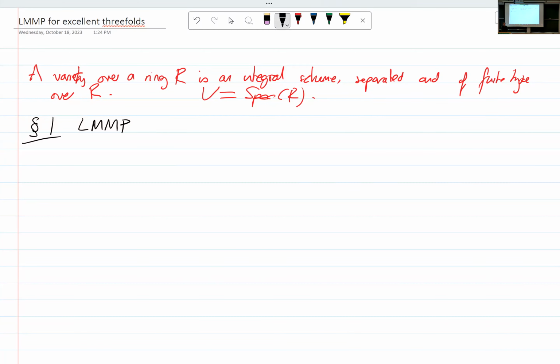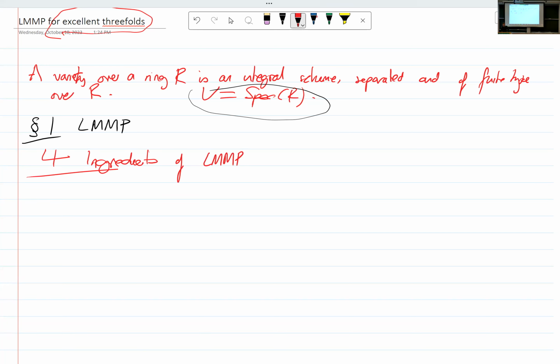Okay, so I want to repeat some things, especially because I'm doing everything in this relative setup for the ring Spec R rather than over a field, so that changes a few things which I need to point out. The thrust of my talk is that the LMNP works for excellent threefolds, and in order to explain that, I need to say exactly what I mean by saying the LMNP works in some situation. So I'll introduce four ingredients of the LMNP. Four main things you need to say the LMNP works.